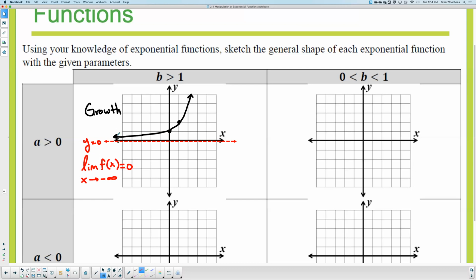Now, it won't be the same on the right. Notice this rises to infinity, and that's why we call it growth. Now, the other 2 key features are this. This initial point here is 0, a. Put that to that point.